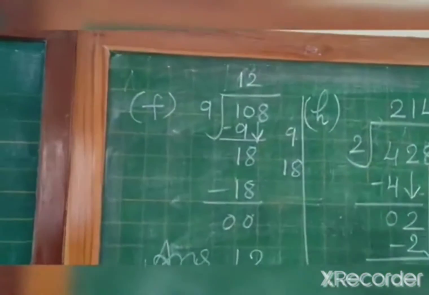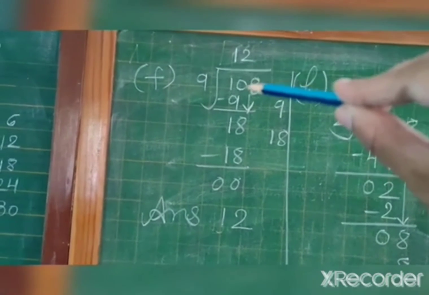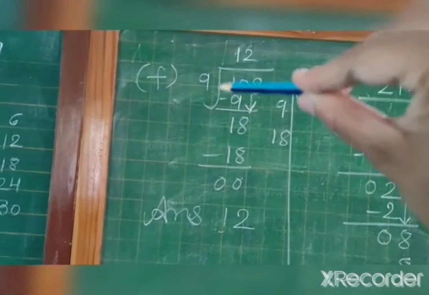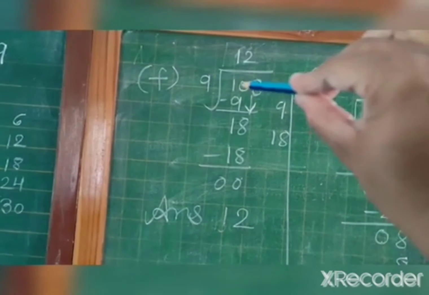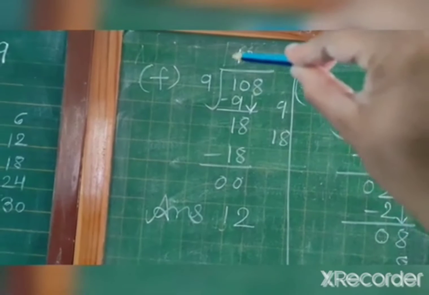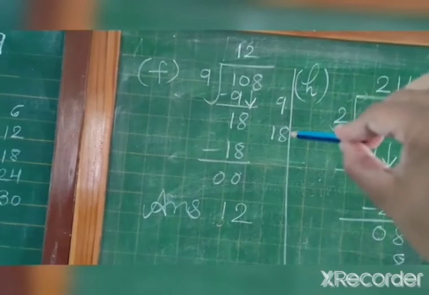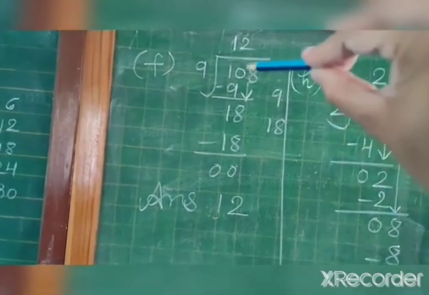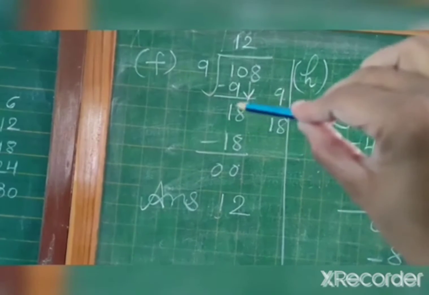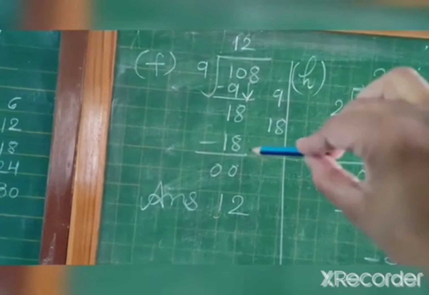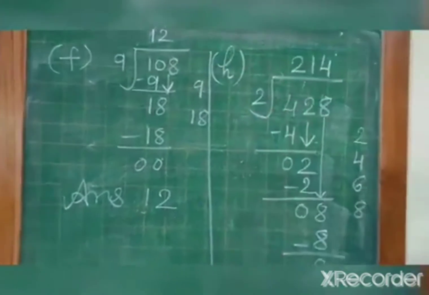Now see here. 108 divided by 9. So extreme left number is 1, which is less than 9. So we will move forward, then 10. 10 is greater than 9, so division is possible. 9 ones are 9, 9 twos are 18. In 2 times we are getting a greater number, so one time we will divide. 9 ones are 9. 10 minus 9, 1. Bring down 8. 1 8, 18. So 9 twos are 18. 18 minus 18, 0. So answer is 12.